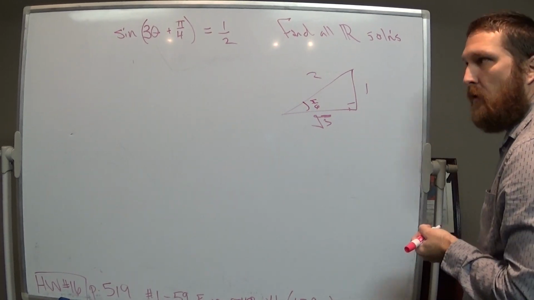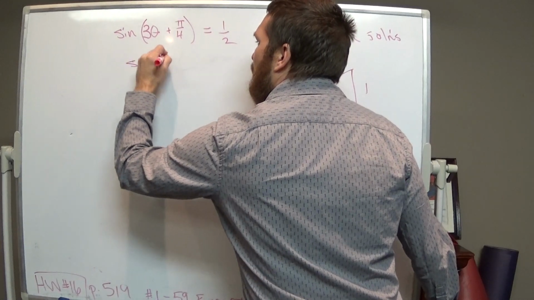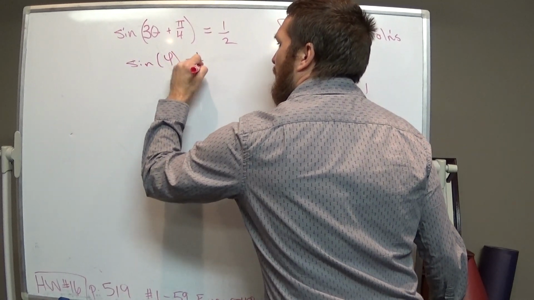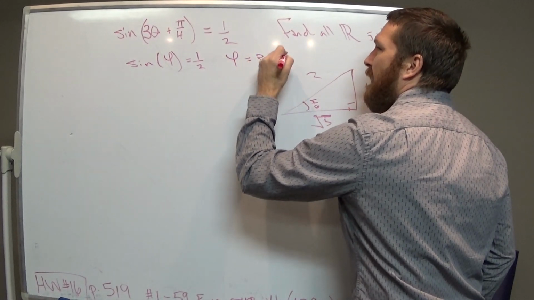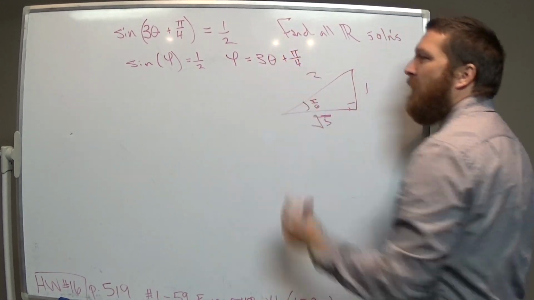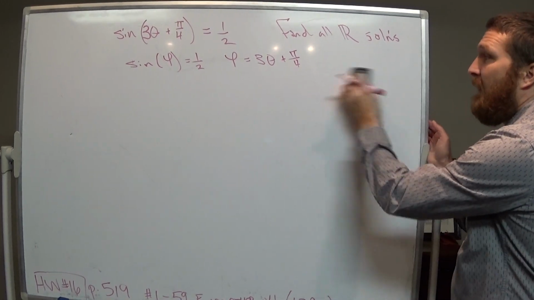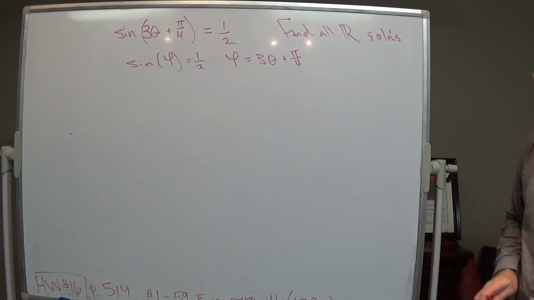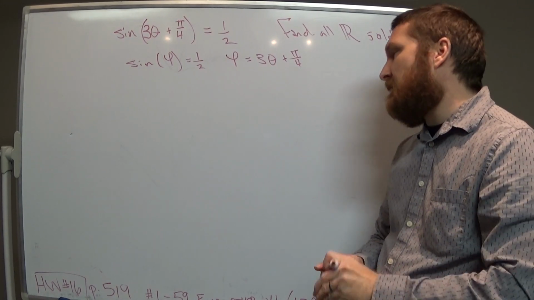So what I suggest we do first is say, let's go sine phi equals 1/2, where phi is equal to 3 theta plus pi over 4. If you'd rather use x, use x. I just, what comes after theta in my head is phi, just like what comes after alpha is beta, so theta, then phi, and so on.